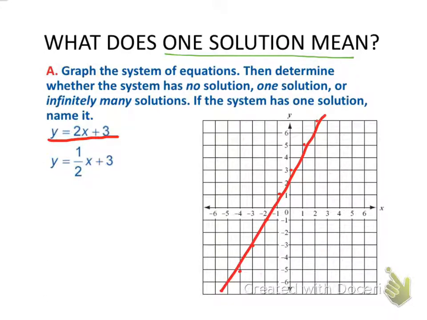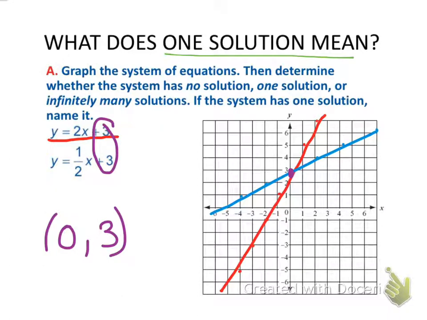And now I'm going to graph the second one, which starts also at the same y-intercept of 3, and it's going down, it's rising 1, running 2. And I can connect those. So the place where these two lines are intersecting is at the y-intercept. They have the same one. Okay? So my solution is 0, 3. The graph is my work. The solution, ordered pair, is my final answer. Let's try another one.